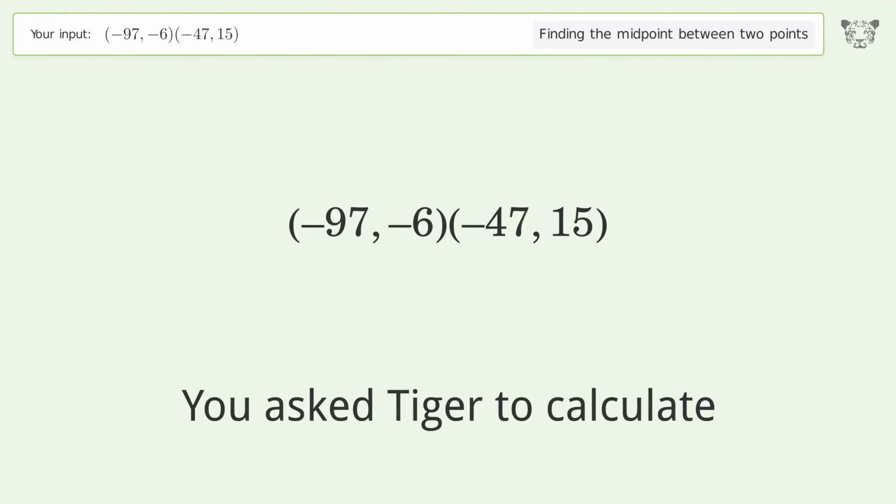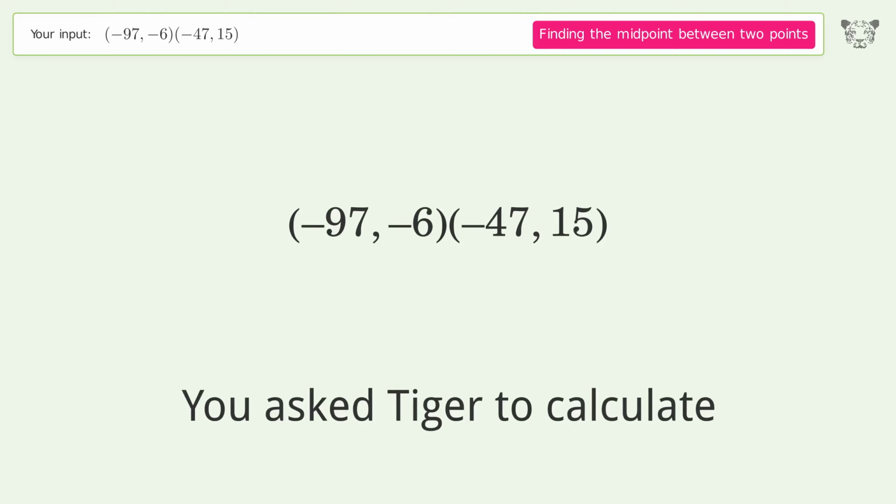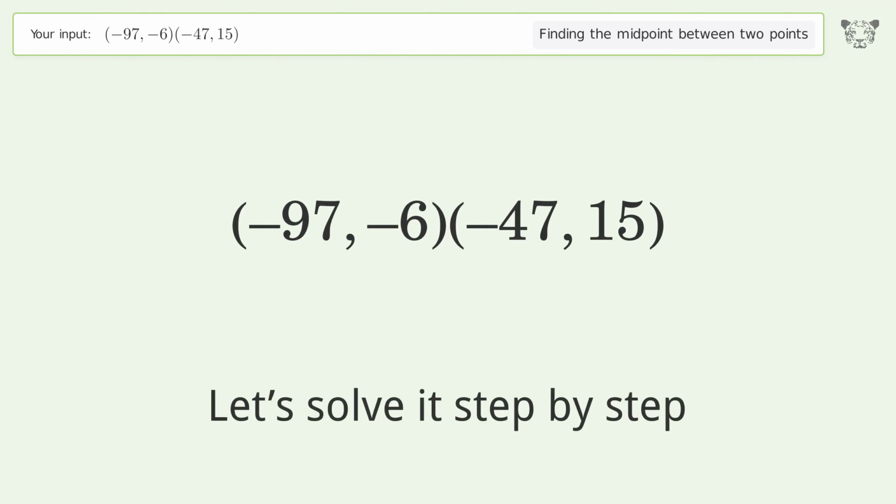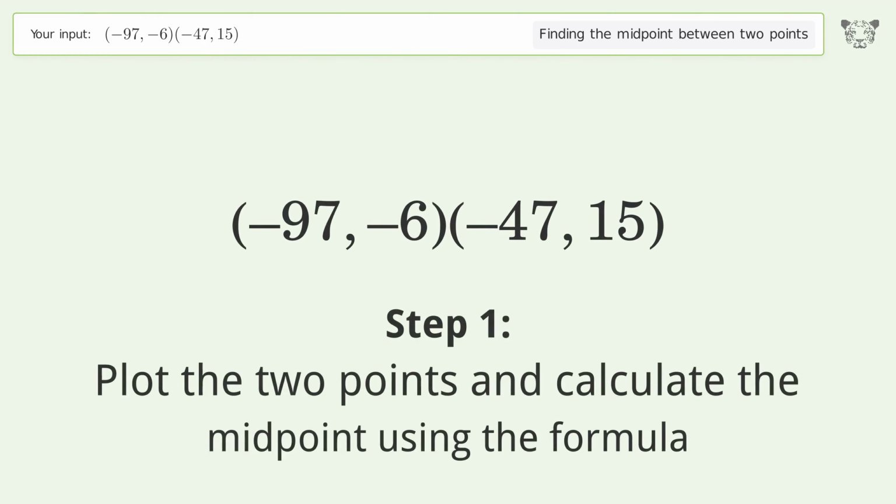You ask Tiger to calculate. This deals with finding the midpoint between 2 points. The midpoint between the 2 points is -72, 4.5. Let's solve it step by step. Plot the 2 points and calculate the midpoint using the formula.